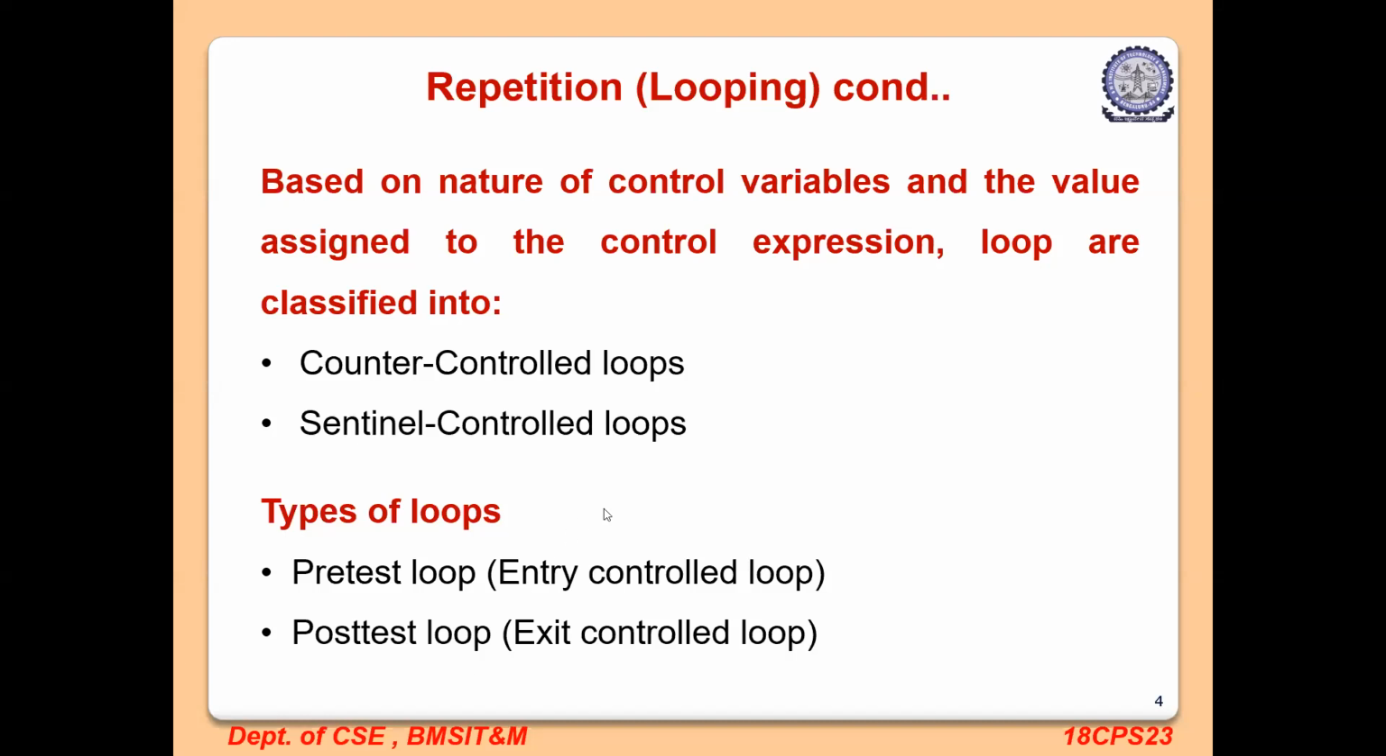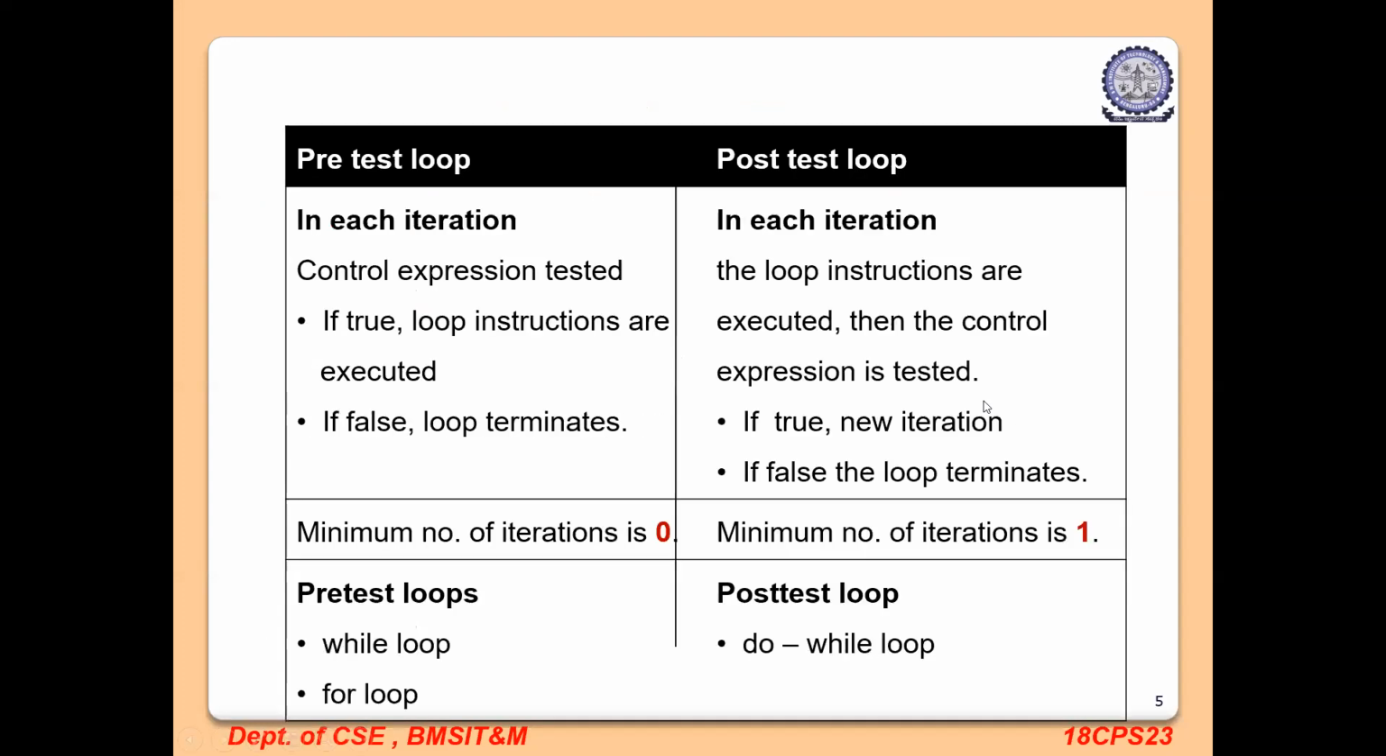Now, based on the type of loops, there are two types supported by the C programming language. One is called the pre-test loop, the other is called the post-test loop or the exit controlled loop. Let's see what these looping constructs have for us.